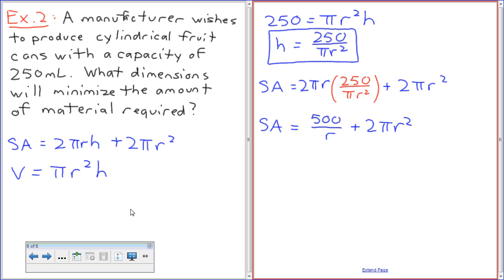And I'm also going to change that into, you see what I did there? 500 r to the negative 1. It's probably easier to go like that. Oh, okay. That makes sense.